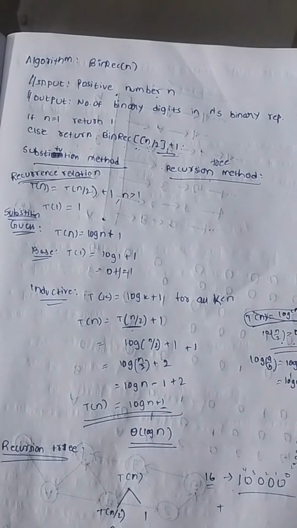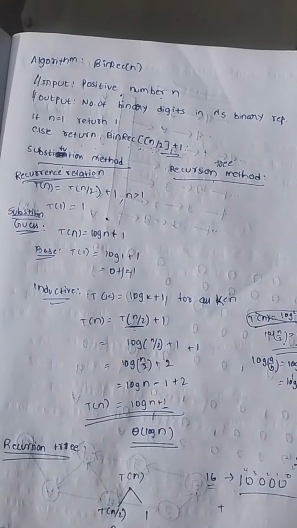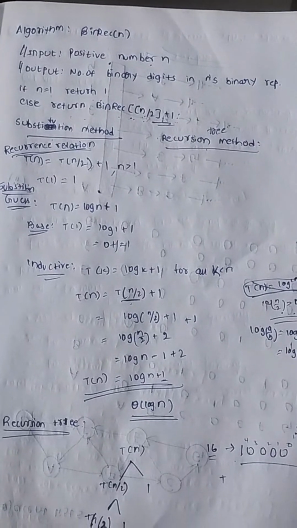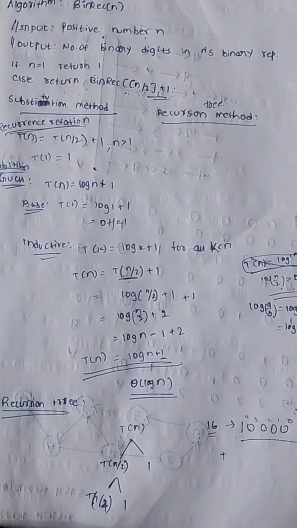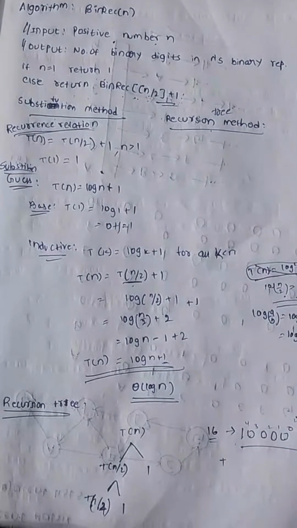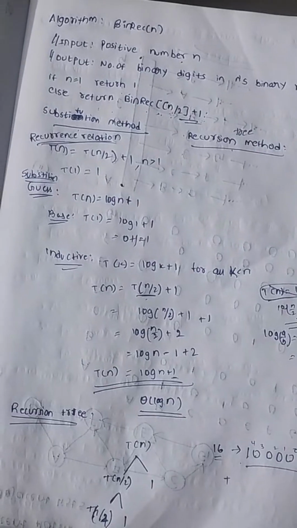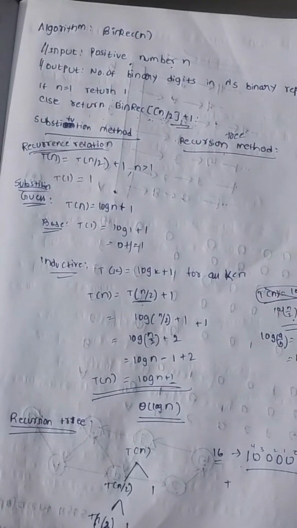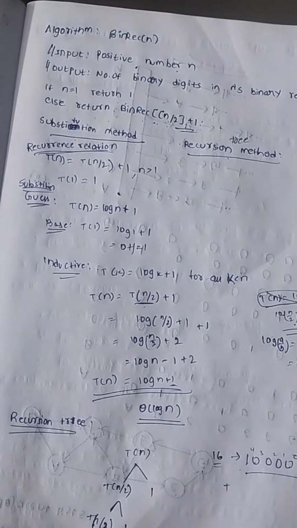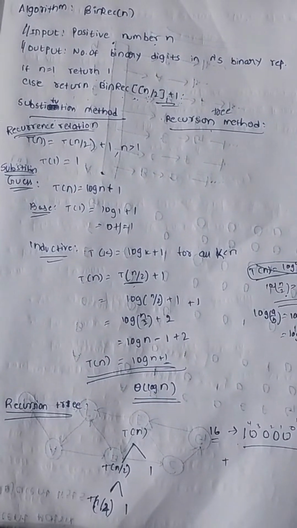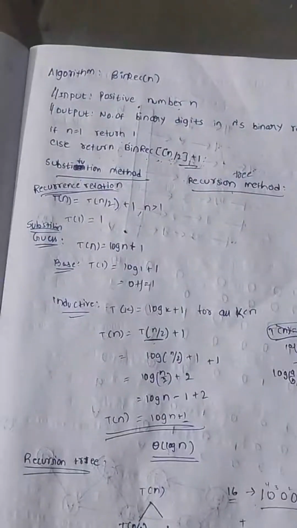What is the input? Input is a positive number n. And what is the output? Output is the number of binary digits in n's binary representation. You can tell me if you didn't get what input means, or what output means, or if you're not able to understand the algorithm. So you are not understanding the input and output. How can you understand it simply?